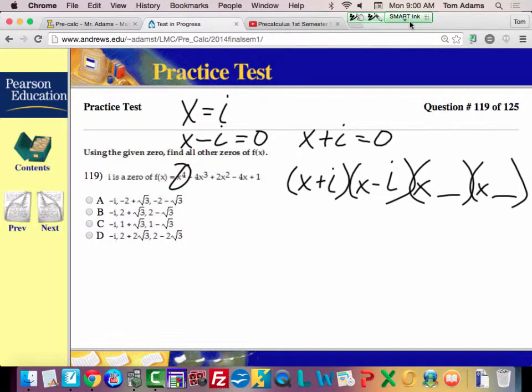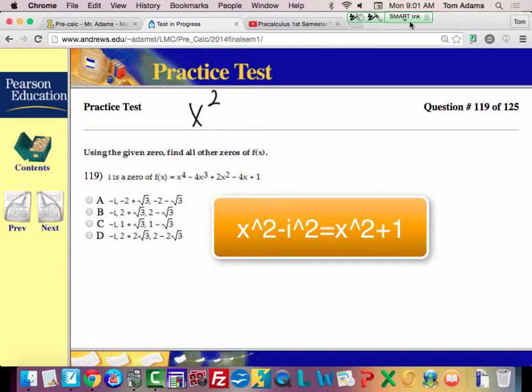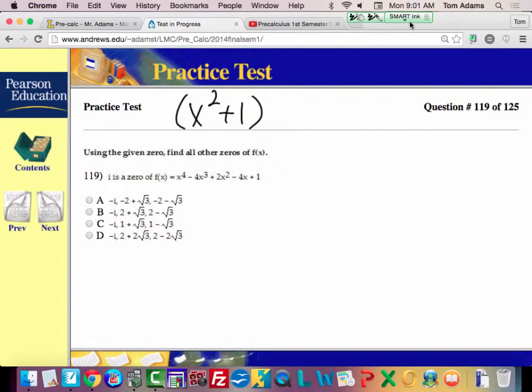Well, one thing I know is that if I multiply these two, I get x minus i squared, which is really what? x minus negative 1, or x plus 1. So that means that x plus 1 goes into this equation. Basically, we know that x plus 1 is going to go into it because x minus i times x plus i times x plus or minus some number, times x plus or minus some number equals all this stuff. So I'm going to attempt to divide this by x plus 1.